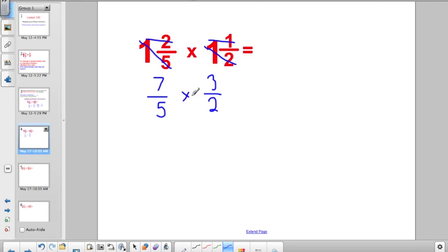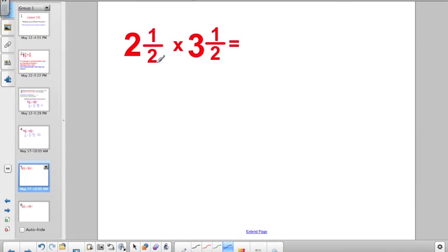Numerator times numerator, 7 times 3, hey, that's 21. Denominator times denominator, 5 times 2, that's got to be 10. Simplify or reduce. I don't think I can reduce 21/10, but it is an improper fraction, so let's get it back into mixed number form. 10 divides into 21 2 whole times, multiplies back for 20, which means you only have 1 left. So it would be 2 1/10.